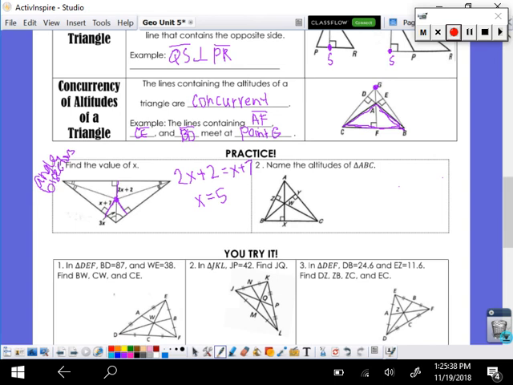Okay? Number 2, we're just going to name the altitudes. So you want to find a vertex to the opposite side where it's perpendicular. AX, vertex, opposite side, perpendicular, BY, and then lastly, CZ. Those are your 3 altitudes.